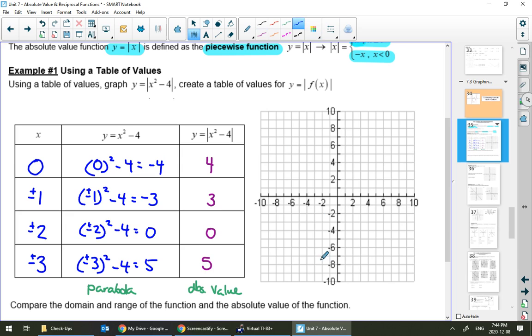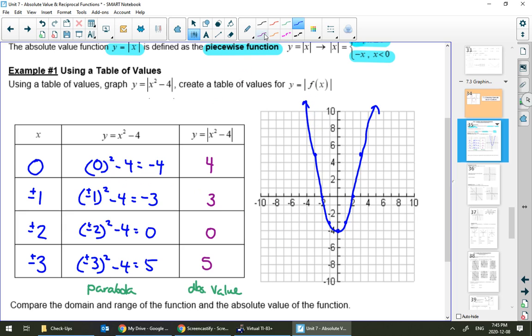So we're going to start off by graphing our original function. We have 0 and negative 4. We have positive 1 and negative 3. We have negative 1 and negative 3. Positive 2 and 0. Negative 2 and 0. And then for positive 3, we have 5. And negative 3, we have 5. All right, so we start off by sketching that graph, coming down through those points, and continuing on.